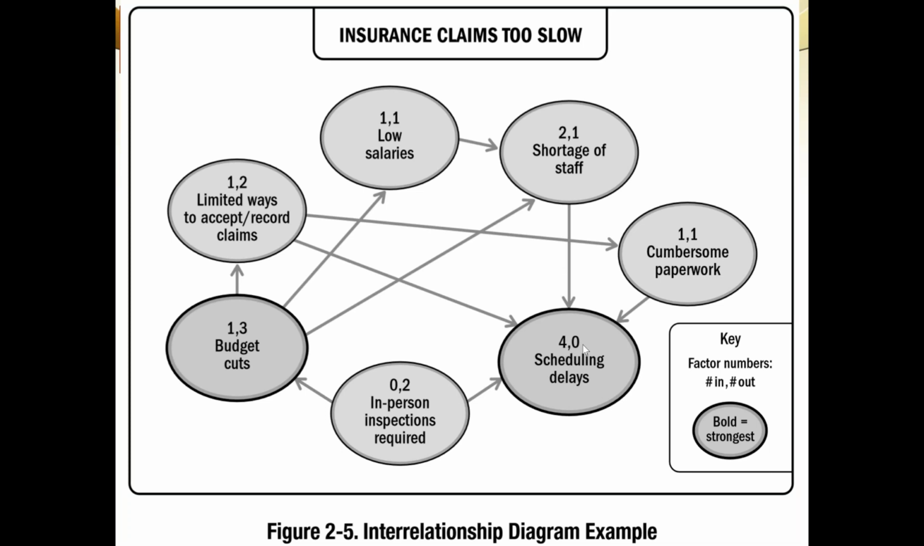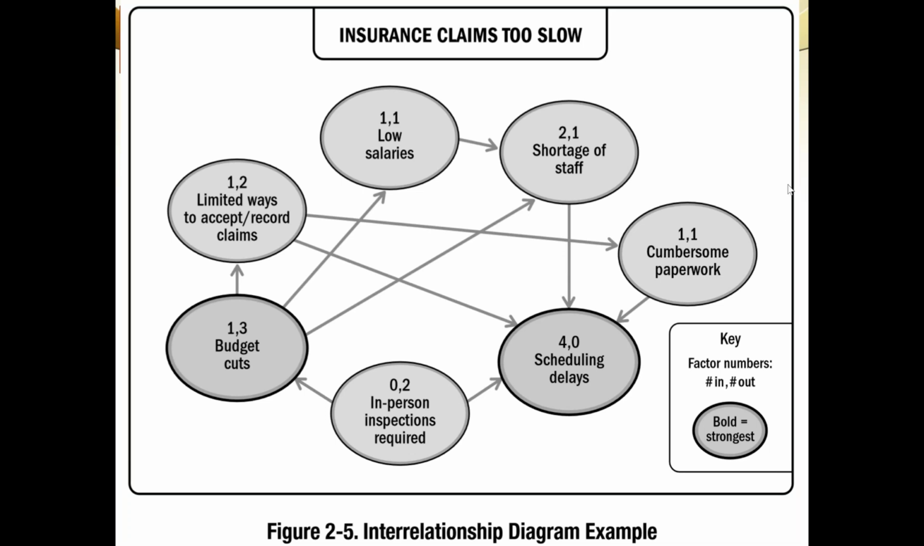What does the number show? In and out. Yes, exactly. Four arrows are getting in the scheduling delay and no arrow is getting out. That means this is the outcome. This is the problem. Scheduling delays is the problem. And what is causing the problem? Budget cuts, which is due to in-person inspection. If you try to make it for your own problem, you will see that it will start making sense. It looks difficult, but this is not really very difficult.